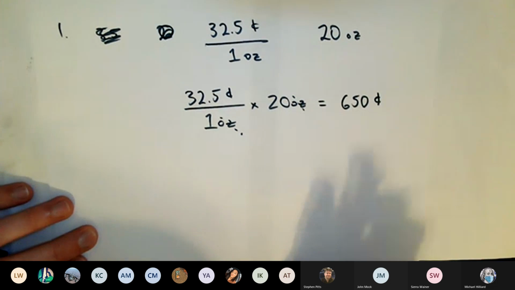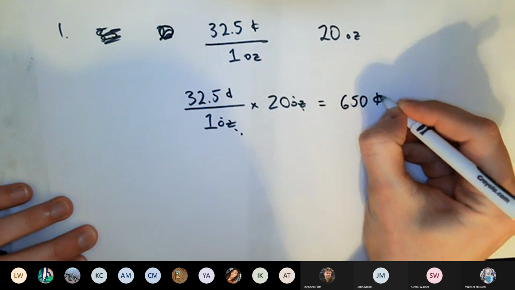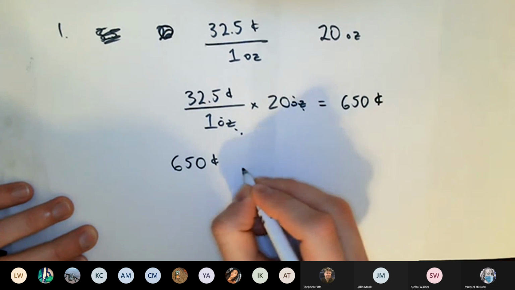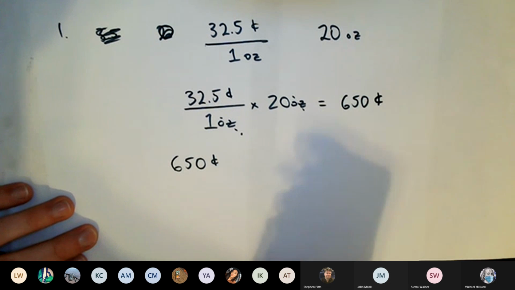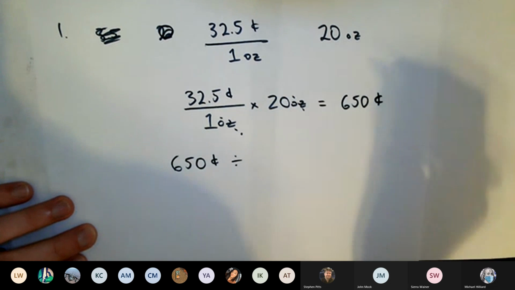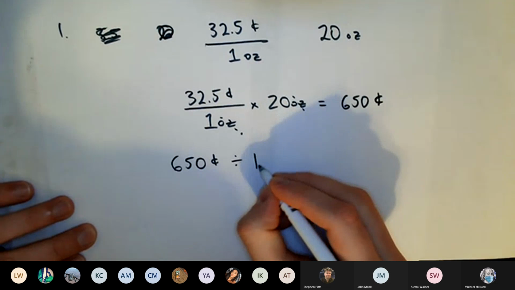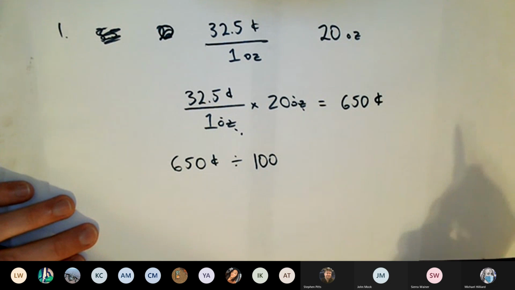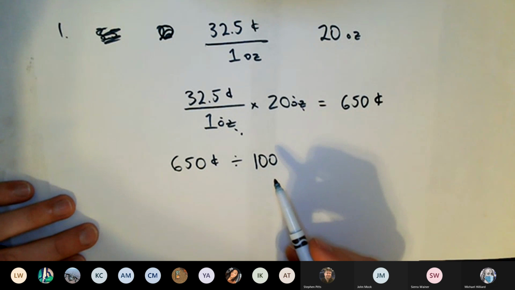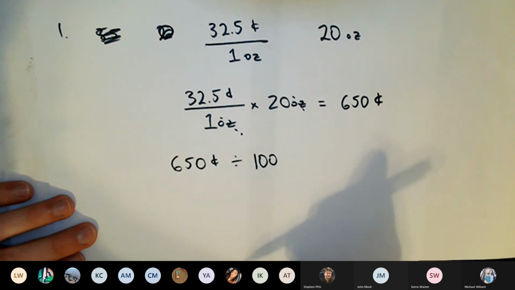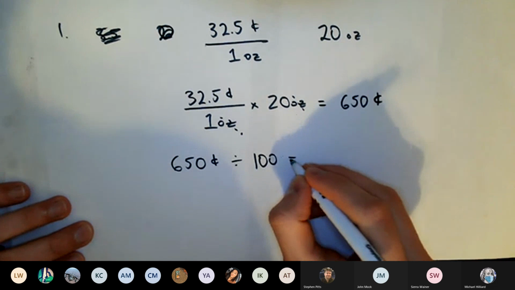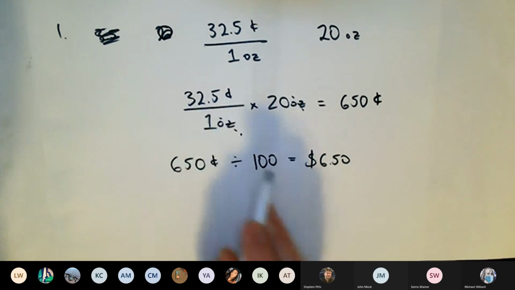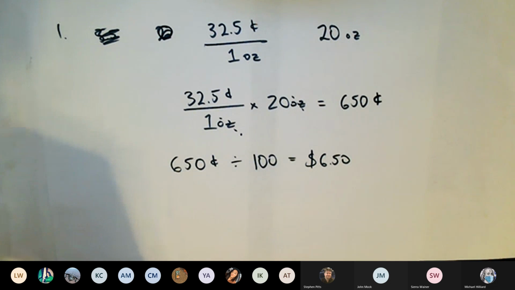But they want our answer in dollars. So to get 650 cents into dollars, probably most of you just naturally know how much this is, but technically you divide by 100. And why am I dividing by 100? Because there are 100 cents in a dollar, and then I get $6.50.